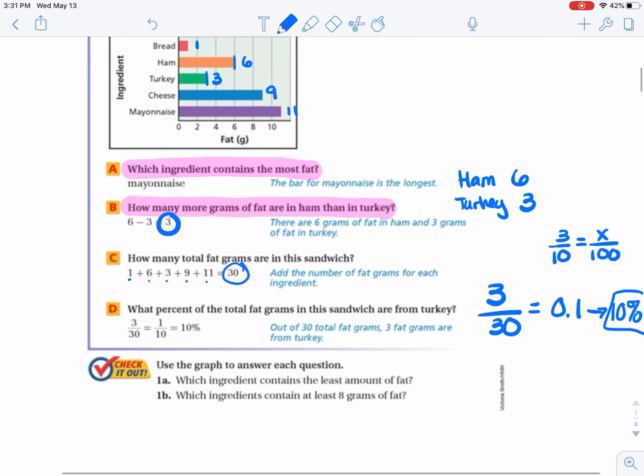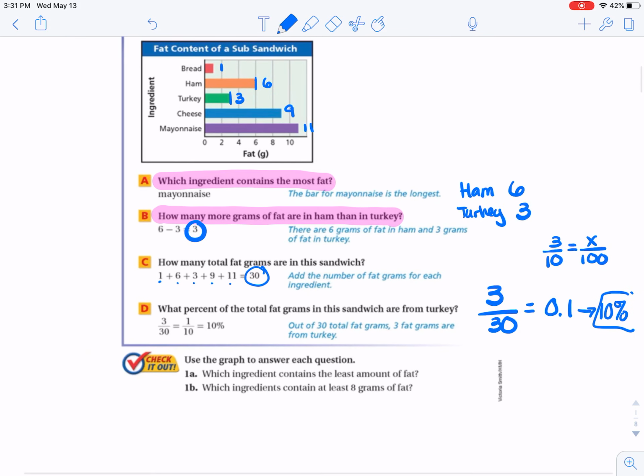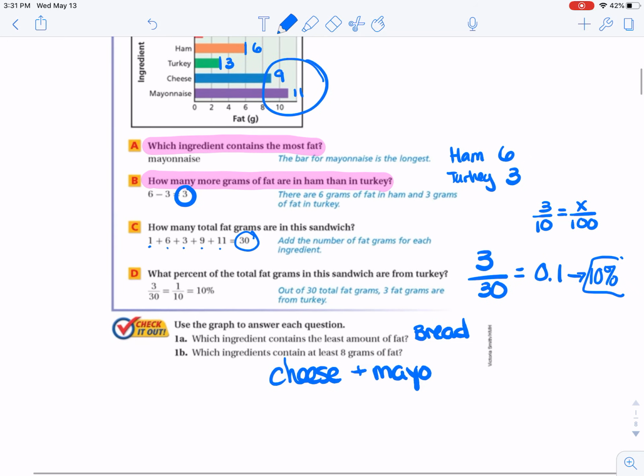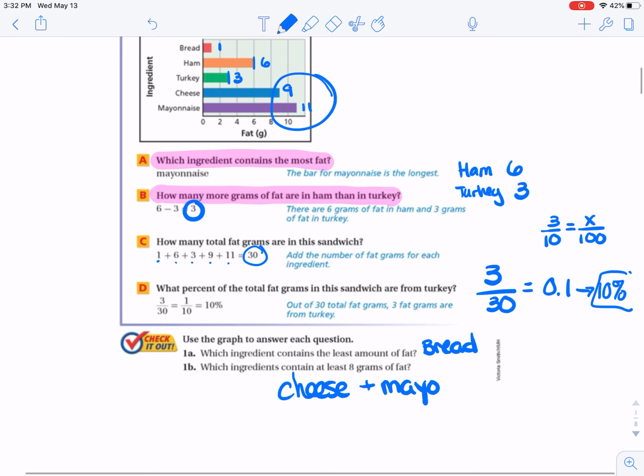All right, let's look at these examples, still using this same exact bar graph. Question 1A, which ingredient contains the least amount of fat? Okay, so you look for the smallest bar, and the smallest bar is the red one, which belongs to bread. 1B, which ingredients contain at least 8 grams of fat? Well, at least 8 grams of fat would be cheese and mayonnaise. So we're going to write cheese and mayo. I don't feel like spelling out mayonnaise, so I'm just going to write mayo. And it seriously is that easy.